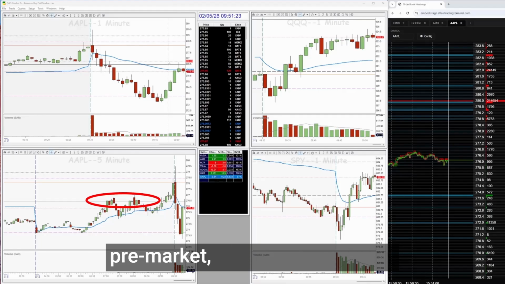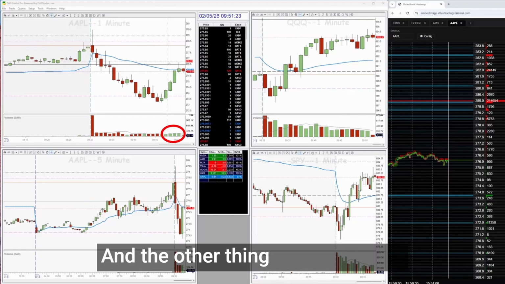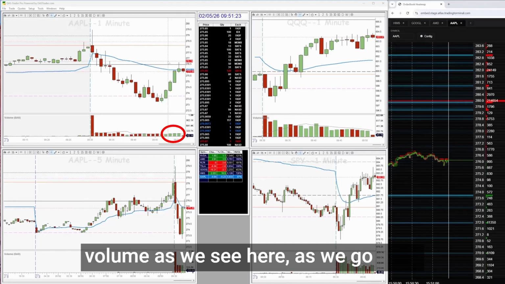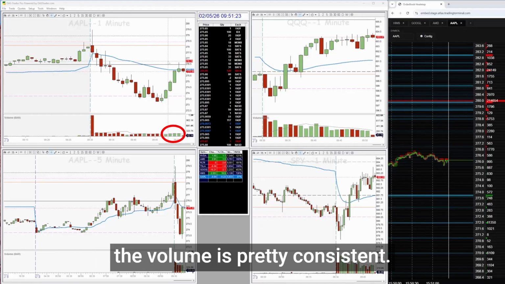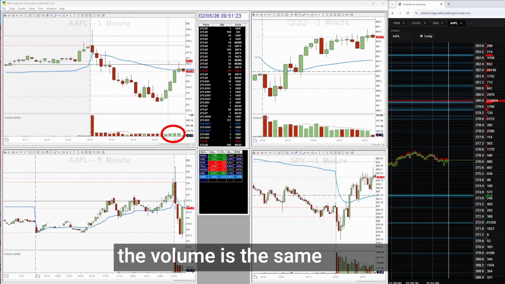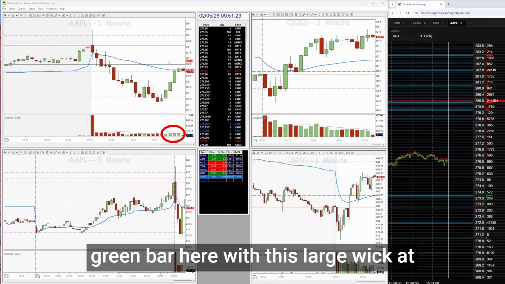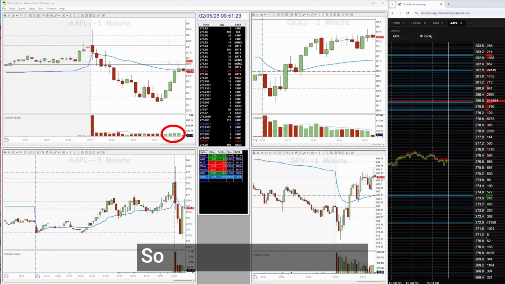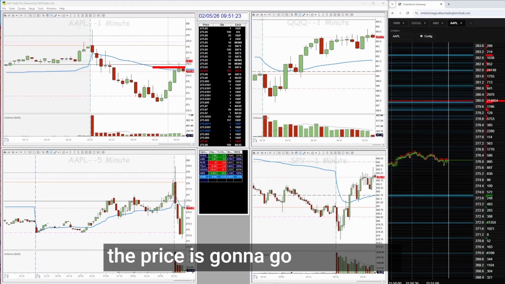So what I'd noticed is in the pre-market, there was an area of resistance right at the previous day close, which suggested there could be a seller there. And the other thing I noticed is the volume. As we go back up to the previous day close, even though the bars are getting bigger, the volume is pretty consistent. And then when we actually reject at the previous day close, the volume is the same as that big green bar right before it. If the big green bar before was lots of buying, in order to have a smaller green bar here with this large wick at the top, there must be selling there. So that's my trade theory. This rejection here, there's a large seller, so I think the price is going to go back down.